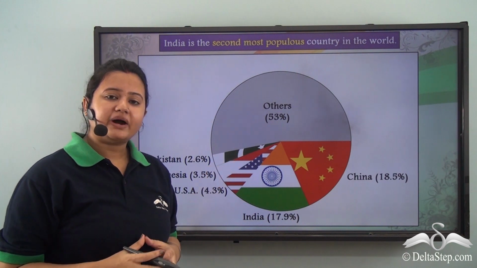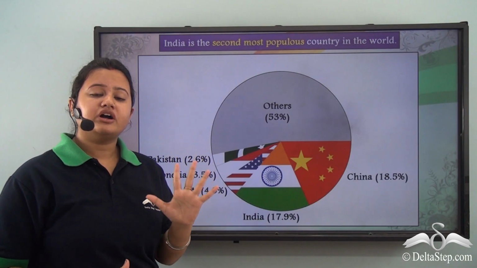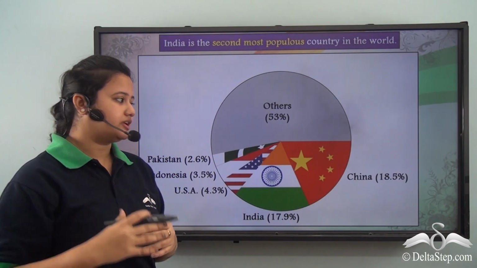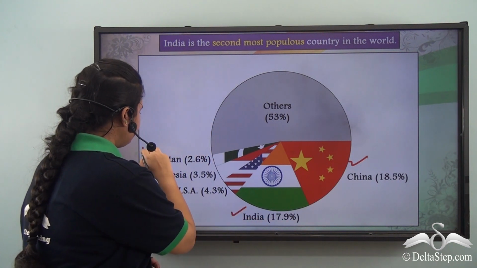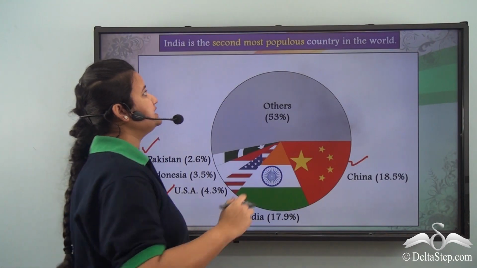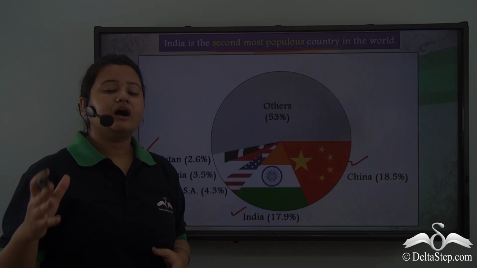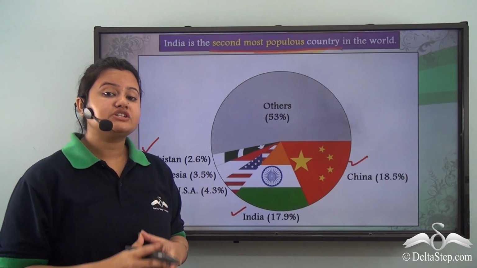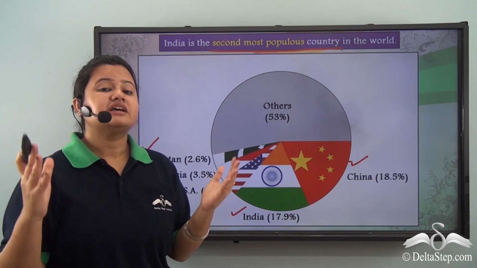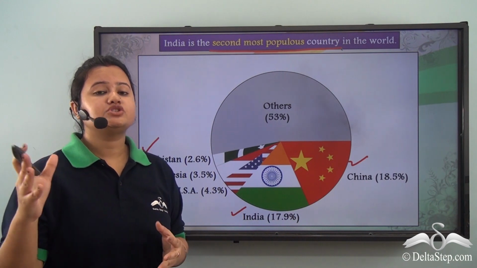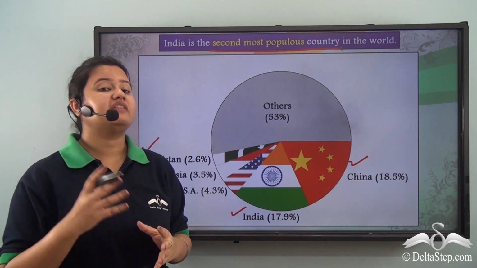Now, here we have a pie chart that shows the world population of current times. The top 5 countries of the world in terms of population are China, India, USA, Indonesia and Pakistan. Thus, India is the second most populous country in the world just after China. Now, if the population of India continues to grow at the current rate, then it would soon surpass the Chinese population by 2023.